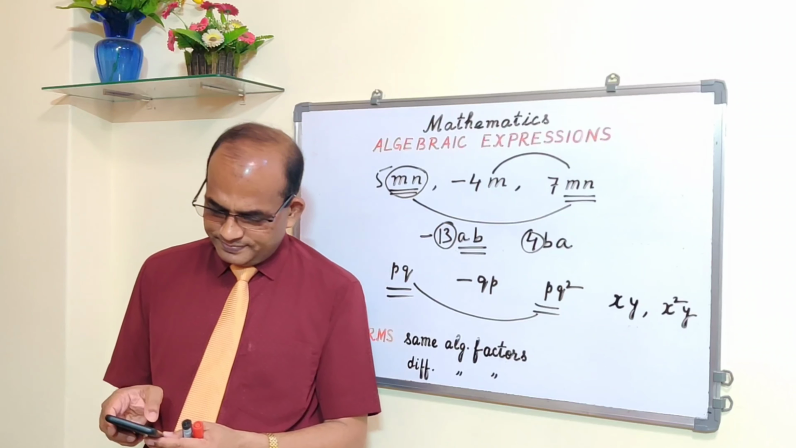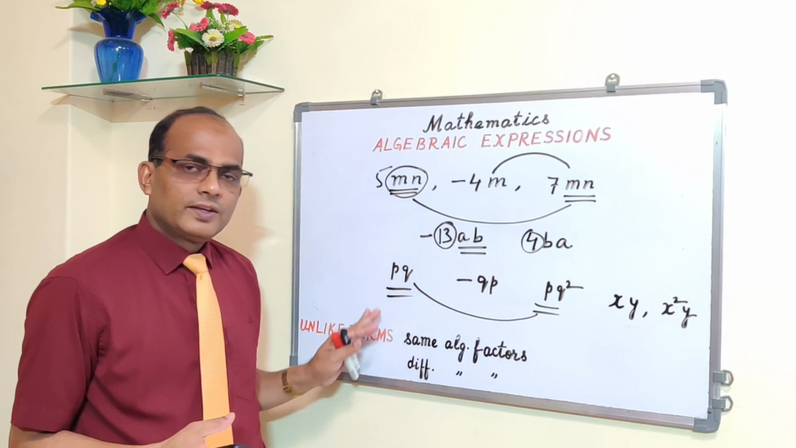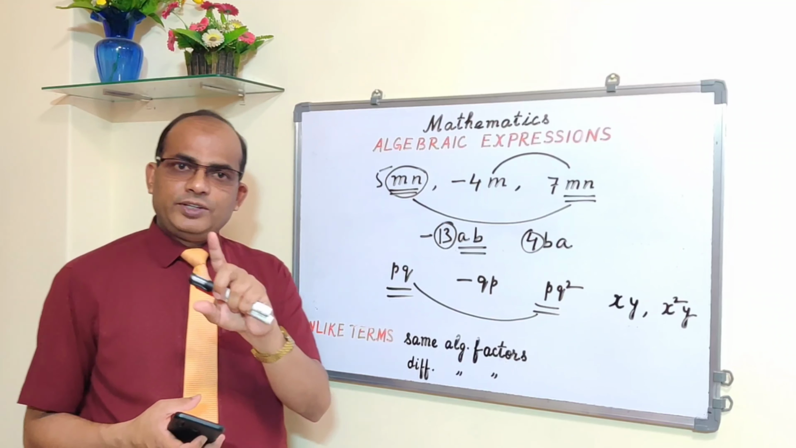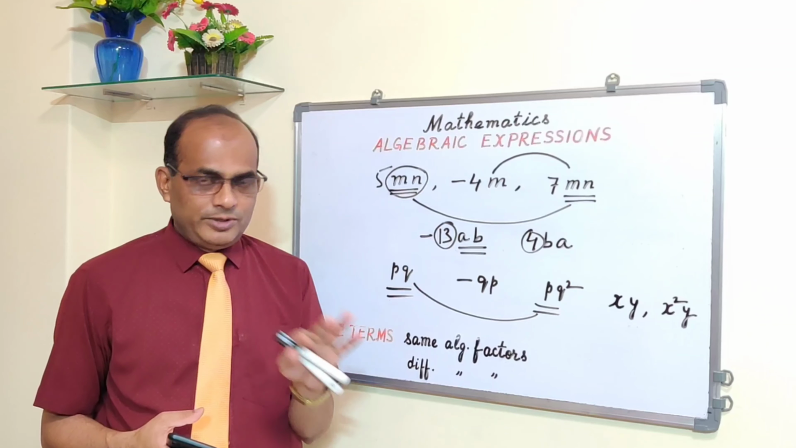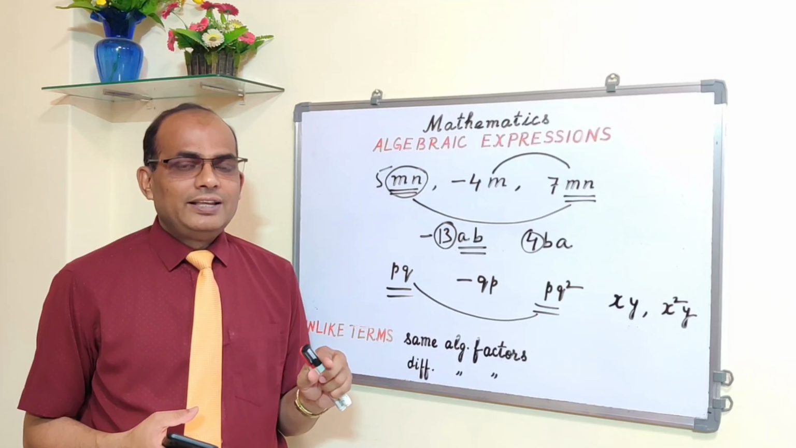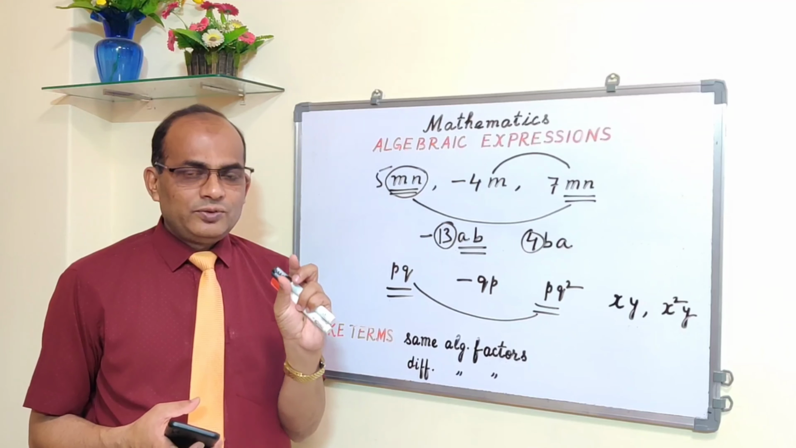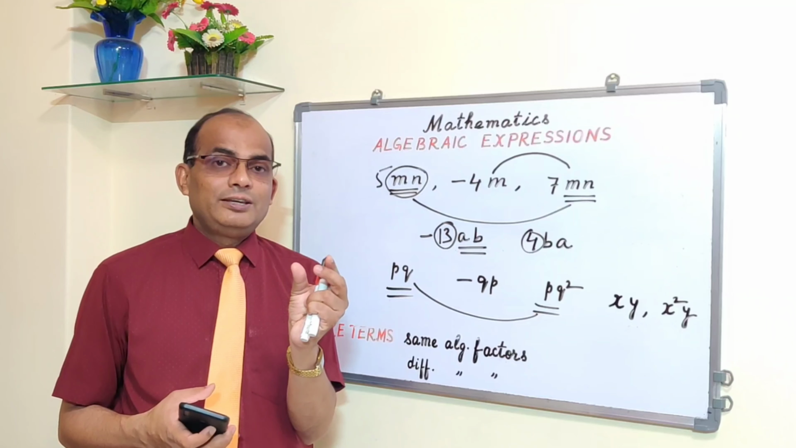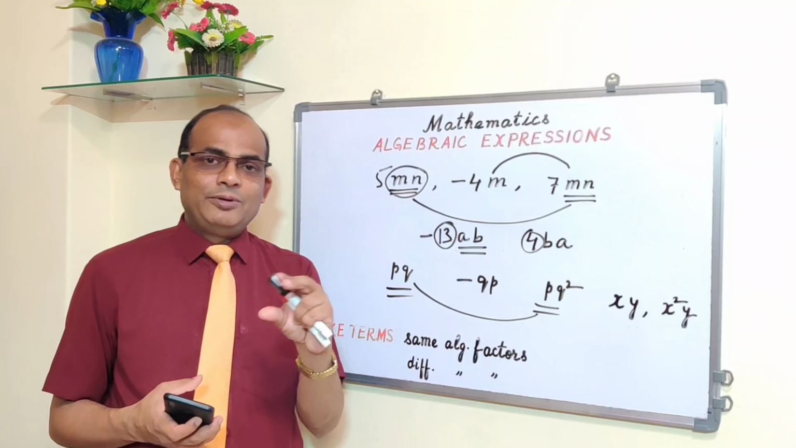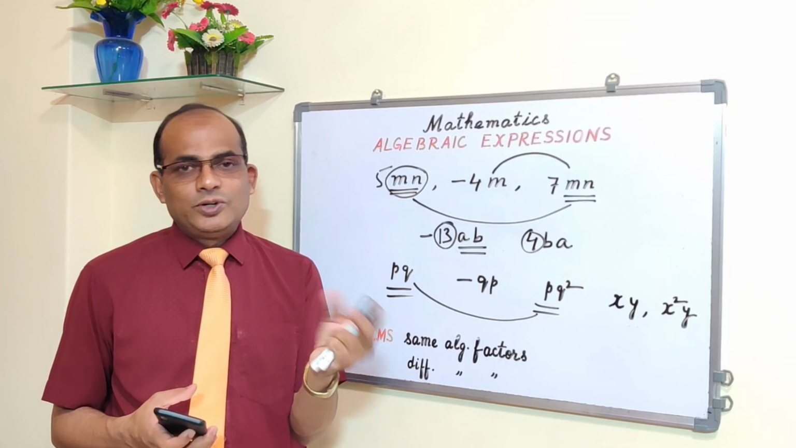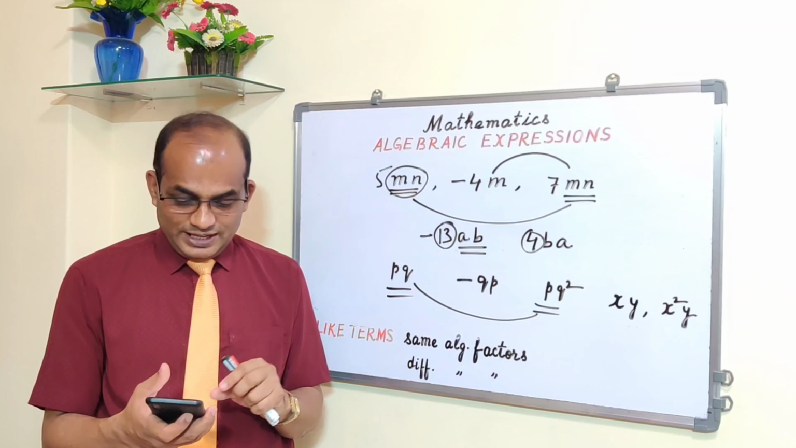Question, is this clear? You don't have to see the number while deciding whether the terms are like terms or unlike terms. You don't have to see the numerical coefficient, and you don't have to see the order in which the variables are multiplied, whether it is AB or BA, MN or NM, PQ or QP.